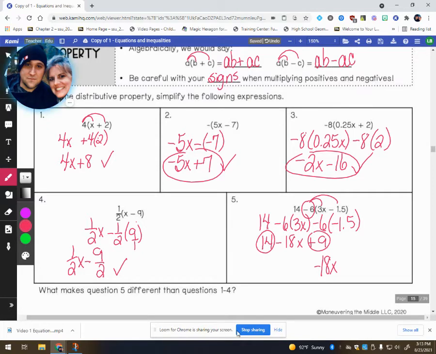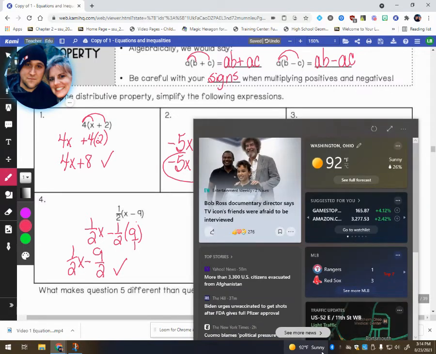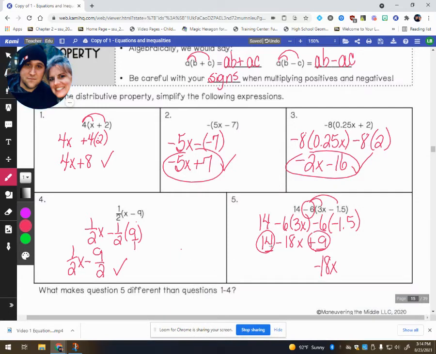Okay, so I didn't simplify this one all the way. This one's a little bit different. Notice we have this constant out front, the 14. So I brought it straight down, and I'm only distributing the negative 6. Negative 6 times the 3x and negative 6 times negative 1.5. Once I multiply that out, I can see that I have constants. They're like terms, so I'm going to go ahead and combine those. So 14 plus 9 is 23. So my answer is 23 minus 18x, or we could say negative 18x plus 23.